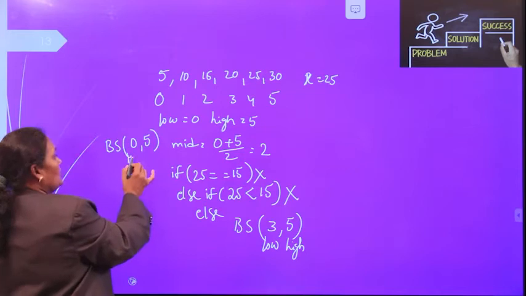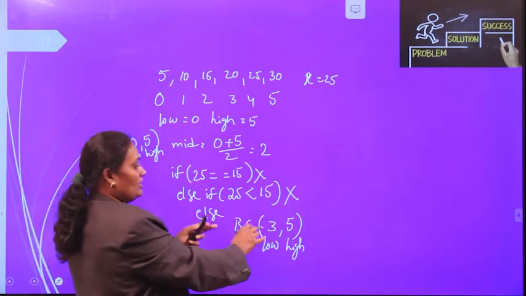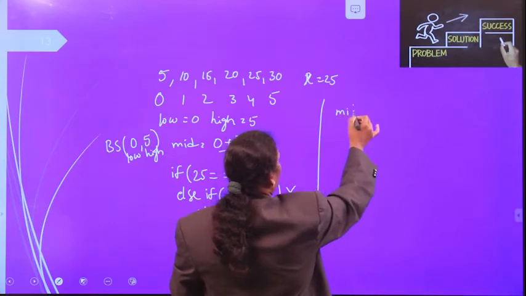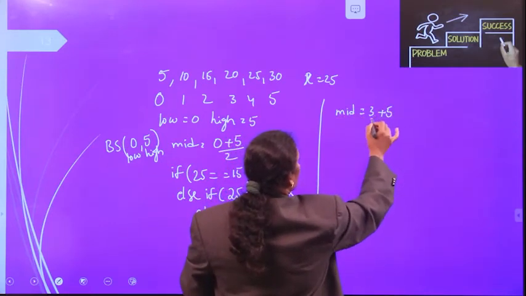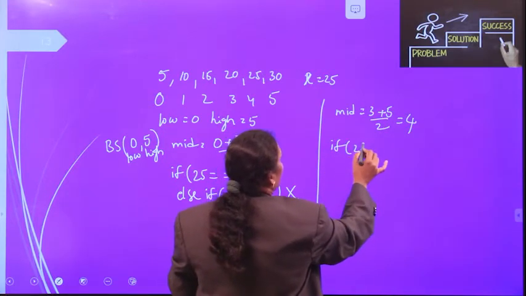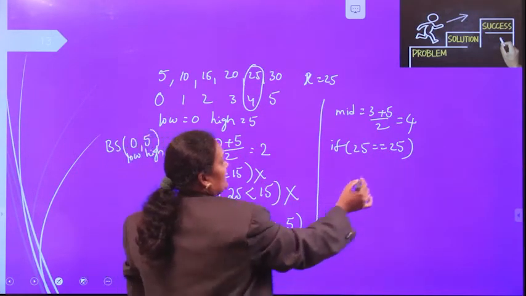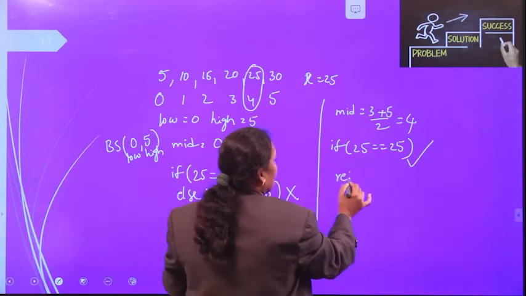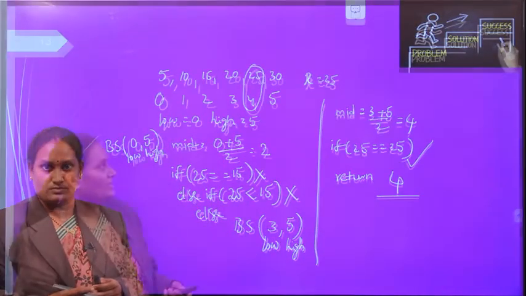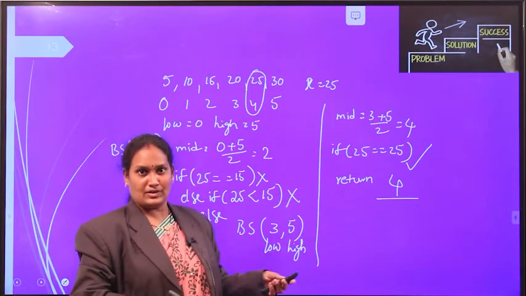In the earlier case, low is 0, high is 5, so we called 0 to 5 binary search. But here low is 3 and high is 5. Again in this case, I am going to find the mid value, which is 3 plus 5 by 2, which is 4. Now I am going to compare the search element with the mid element, which is A of 4. Here A of 4 is 25. Since it is equal, we return the index 4. That is, the element is found at 4. We return 4, the index where the search element is found.